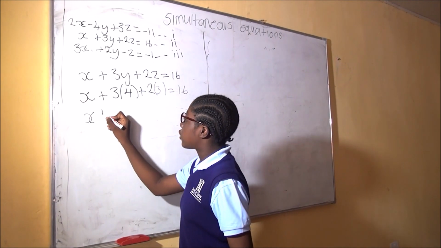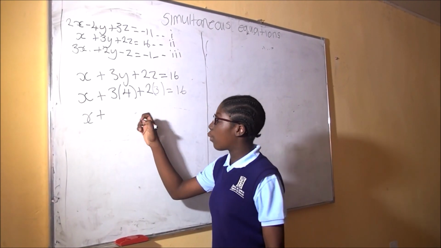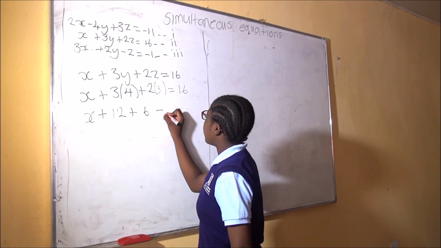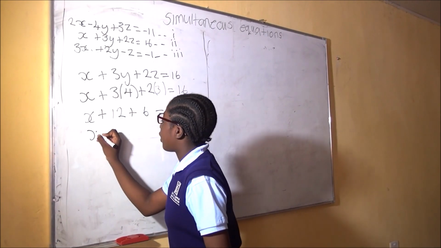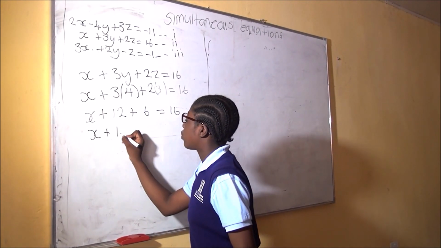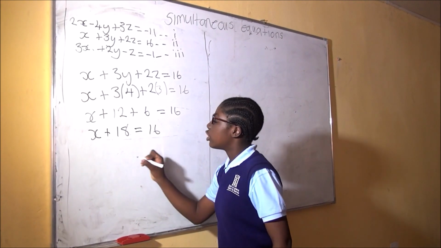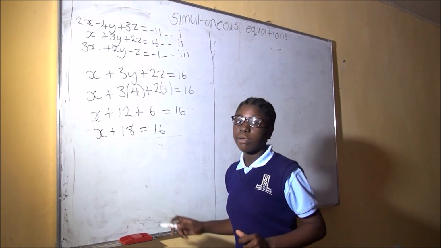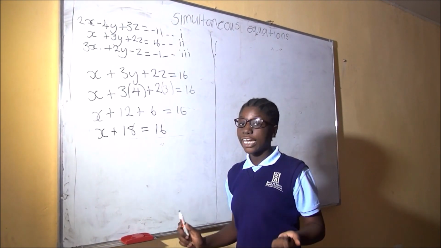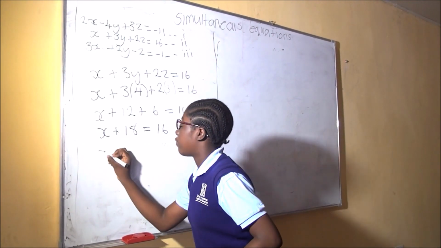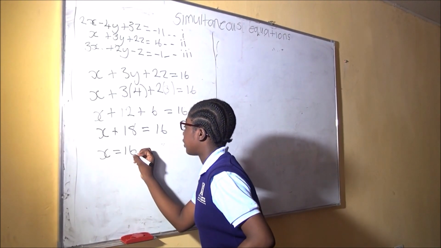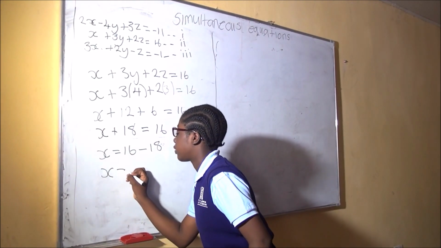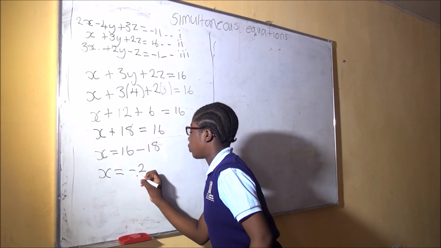So here we're going to have x plus, when you multiply 3 times 4, we're going to have 12, plus 2 multiplied by 3, we're going to have 6, is equal to 16. So x plus, when you add these two, we're going to have 18 is equal to 16. We're going to arrange the like terms to find the value of x. When the 18 crosses the equal sign, it's going to be a negative because it was a positive. So x is equal to 16 minus 18, and x will be equal to negative 2.